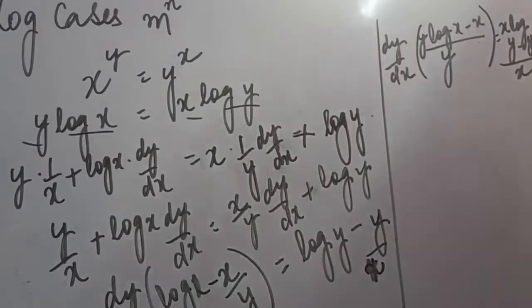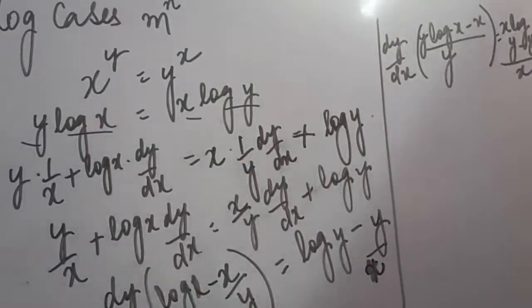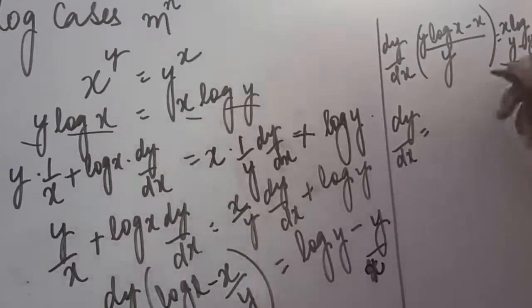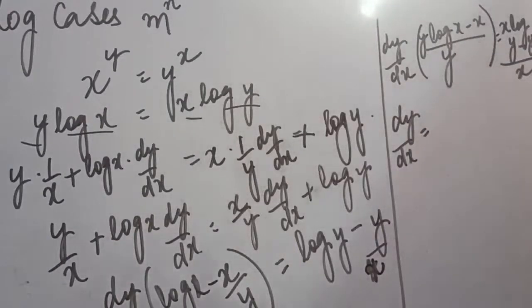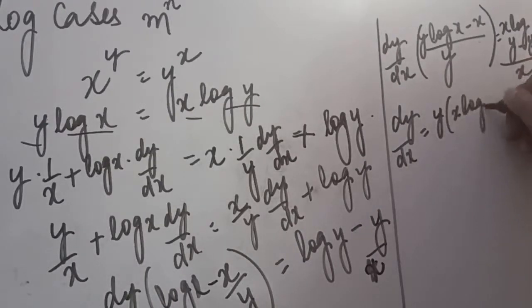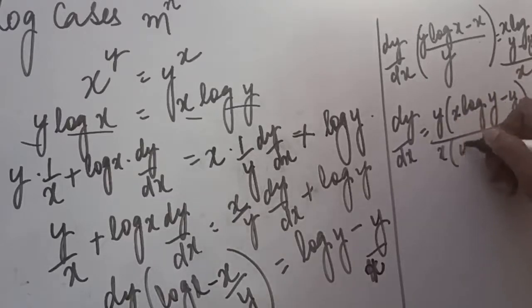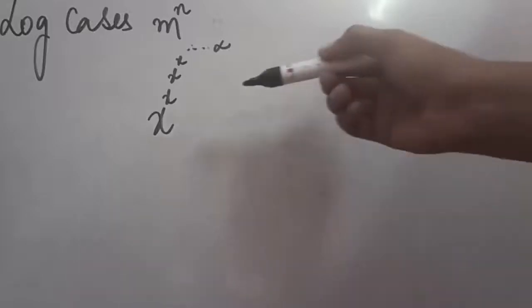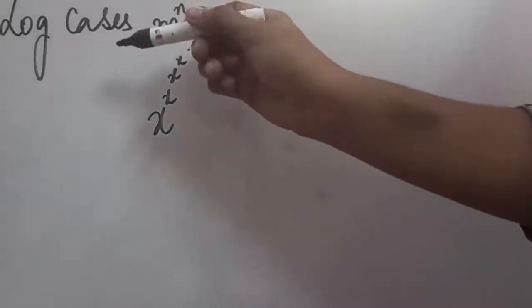So now simply we will be calculating dy upon dx. So our dy upon dx is equals to, this will be divided on the right hand side. So ultimately it will become y times x log y minus y divided by x times y log x minus x. So we have seen such questions also that can be solved with the help of log.